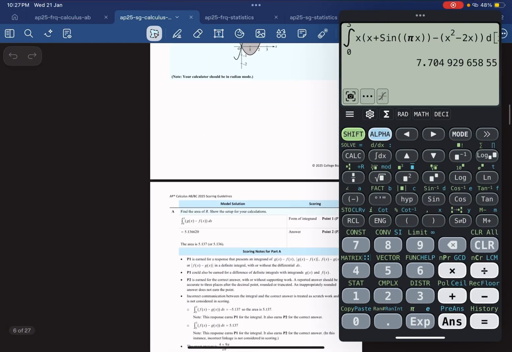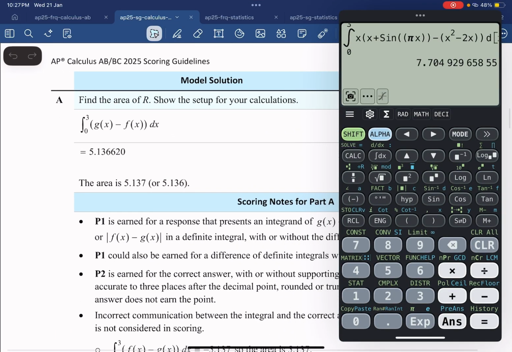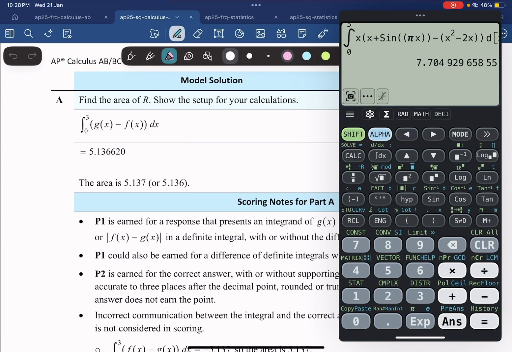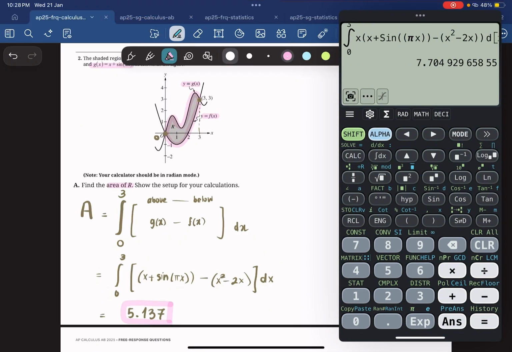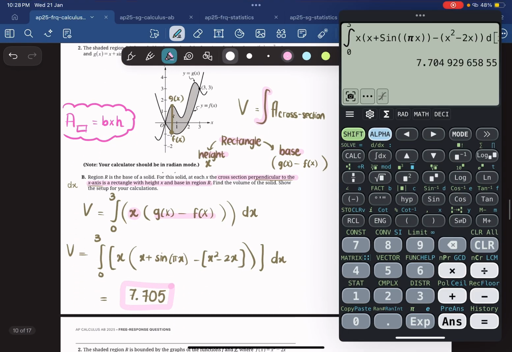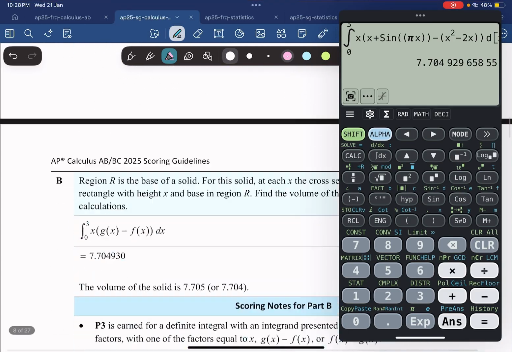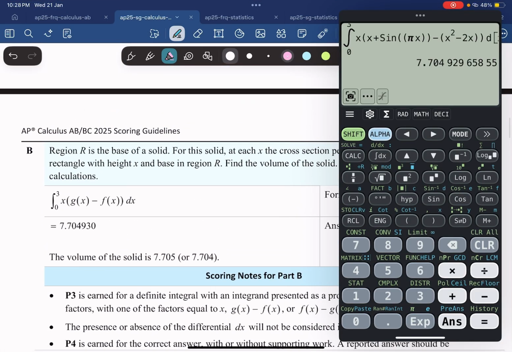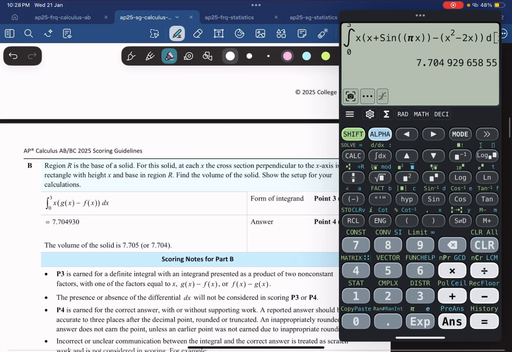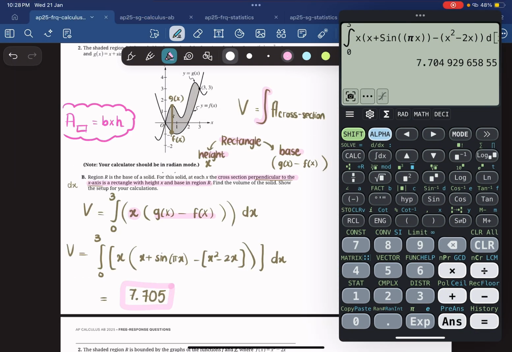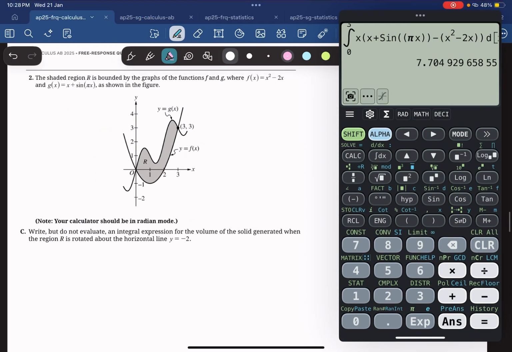Okay, let's check part A and B in the scoring guidelines. So question number 2, part A, we got the integral and 5.137 was the final answer. Okay, and in part B, the answer should be 7.705. Okay, and that was part B. Okay, we continue to part C.